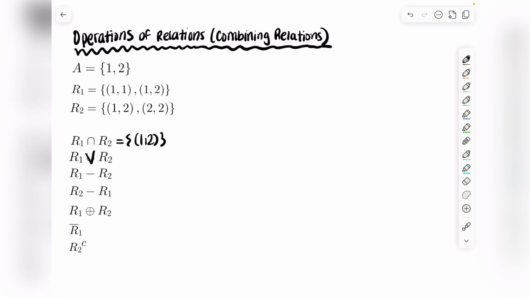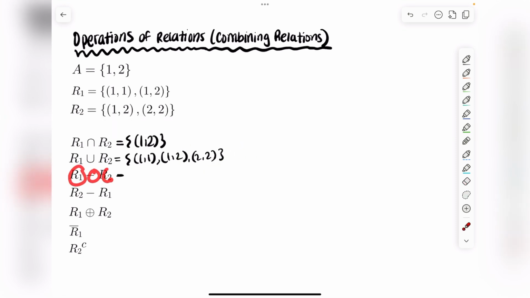Think of this as an or. So the only elements in this set are those that are in R1 or R2, basically all of them. So this is union. So think of every element coming together in a union. So it's going to be (1, 1), (1, 2), (1, 2) again, and then (2, 2). But then you would have to realize that your set can't have duplicates. So then you can't have this twice. So you're just going to remove it. So at the end of the day, this is what your set is going to look like.